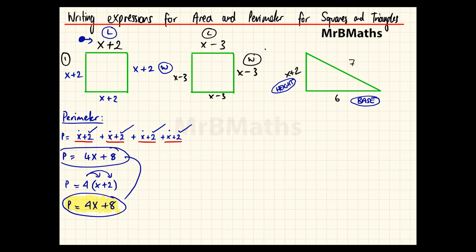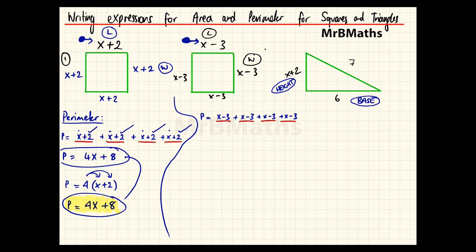Now if we look at question 2, okay, we've got perimeter equals, again let's do the longer way and then we can do the shorter way. So x minus 3, we'll go with the start point here, plus x minus 3 plus x minus 3 plus x minus 3. So I've got 4 sides, just confirm that: 1, 2, 3, 4.